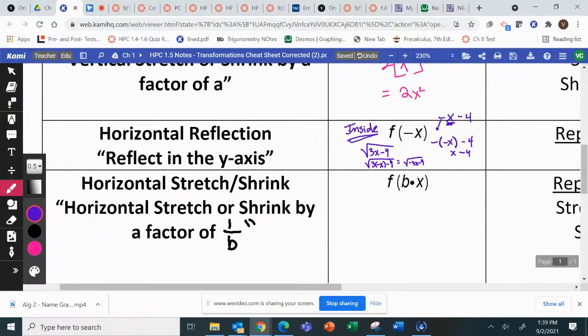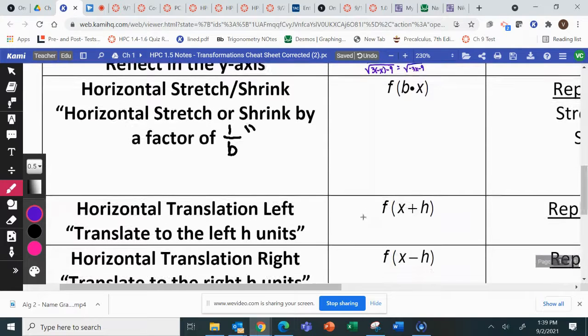Okay, next is a horizontal stretch or shrink. A horizontal stretch or shrink. We would say horizontal stretch by a factor of the reciprocal of b. 1 over b is the reciprocal. Or a horizontal shrink by a factor of, and then you would say the reciprocal of whatever b is.